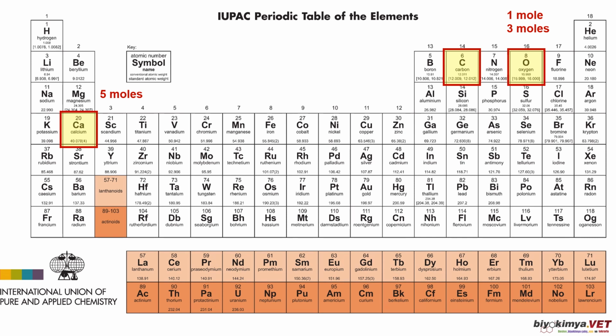And the carbon mass is 12. If you want to get 0.5 mole carbon, so we have to weigh 6 grams of carbon. So if you understand the mole number, the concept of the mole, it's time to pass to the molarity.